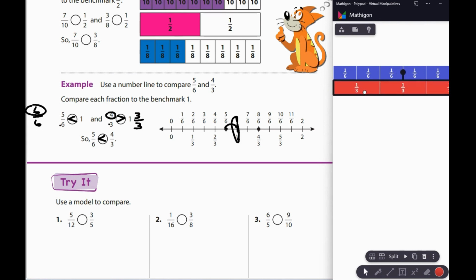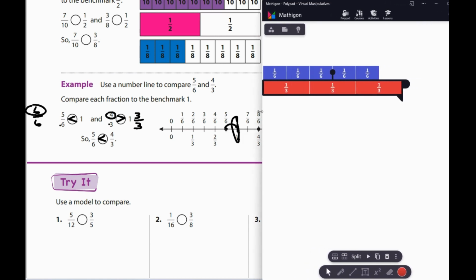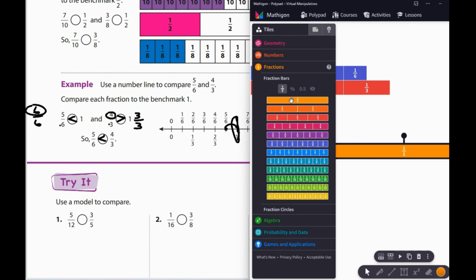Let me make this a little bit bigger so you can really see my screen better. Let's compare that. I'm comparing it to 4. Remember, 1 whole, this is a whole. 3/3 is a whole. I'm going to show you why it's a whole. Here's my whole.